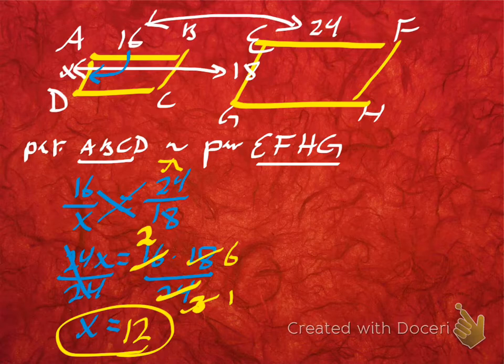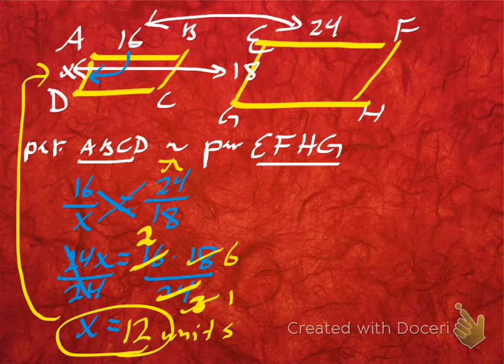Now, we don't ever want to leave a geometric problem with a naked number like that. We always want to label it. Since I don't know whether I'm dealing with inches or feet or yards here, we're just going to put in a random label, which is units. Now, let's make sure that makes sense. If I put 12 in for x, I can look at these two parallelograms and see that 16 is a little bit bigger than 12, just like 24 was a little bit bigger than 18. So that kind of makes sense.